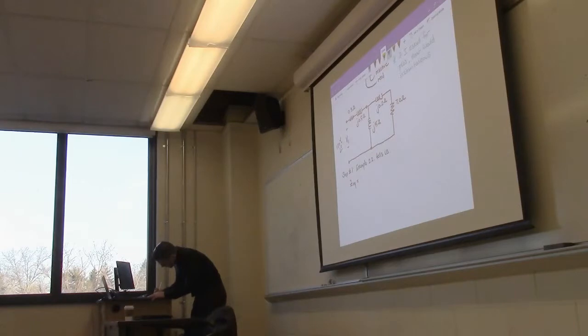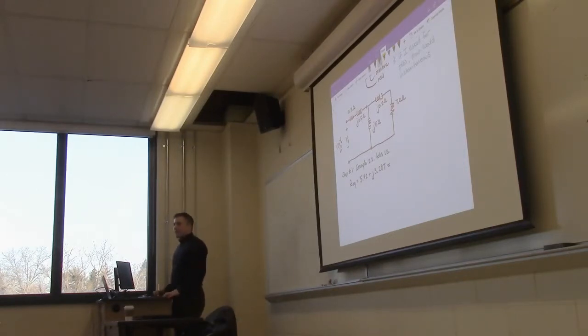5.92 plus j3.287. 5.92 plus j3.287. All right, and if we convert this to polar form, 6.78 with an angle of 29 degrees.